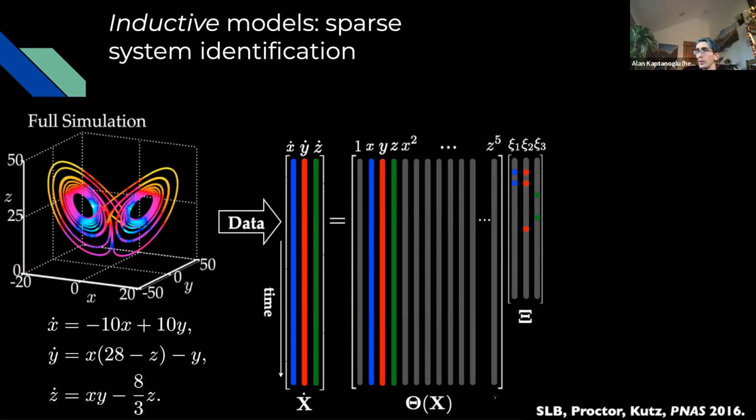Then we do something relatively straightforward. We build a candidate library of possible terms that could describe how that data evolves in time. This coefficient matrix just chooses how strong each of these terms is in those evolution equations. So we're building a big set of possible models that could describe how the data evolves in time, and then we use simple regression to find the model that best describes how the data is evolving in time.